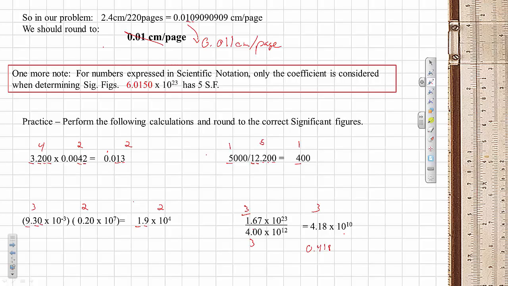0.418. That's not in proper scientific notation. This would be 0.418 times 10 to the 11th. So what we do is we have to make this number larger, move that decimal point over, so we have just one number to the left of the decimal, so it's 4.18. The coefficient got larger by a power of 10, so the exponent has to get smaller, so it goes from 11 down to 10. All right.